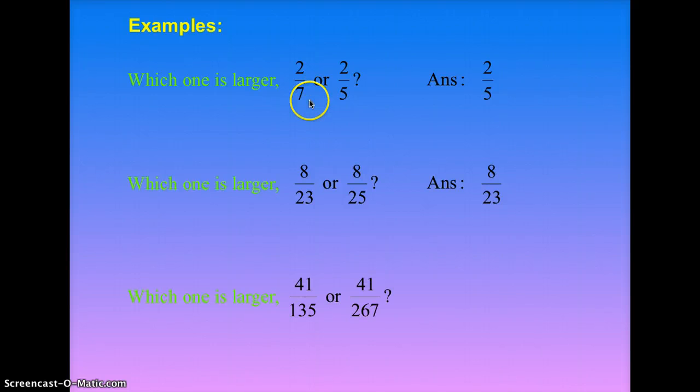All right, here's another one. Remember, the numerator is kept constant, so the larger the denominator, the smaller the pieces. Therefore, 41 over 135 is your larger fraction.